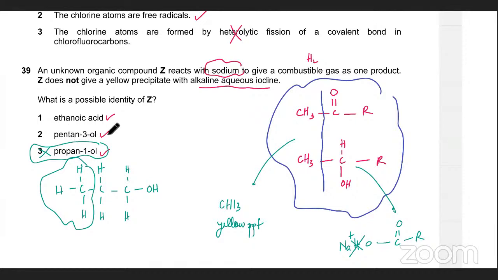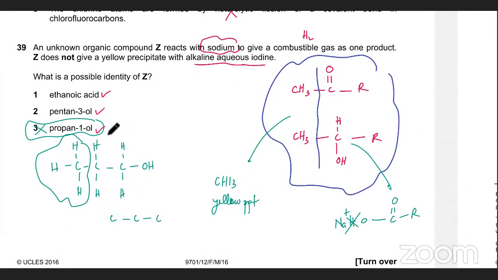Pentan-3-ol would also. So pentan-3-ol. Pent is 5. So it's going to be CH2, CH.